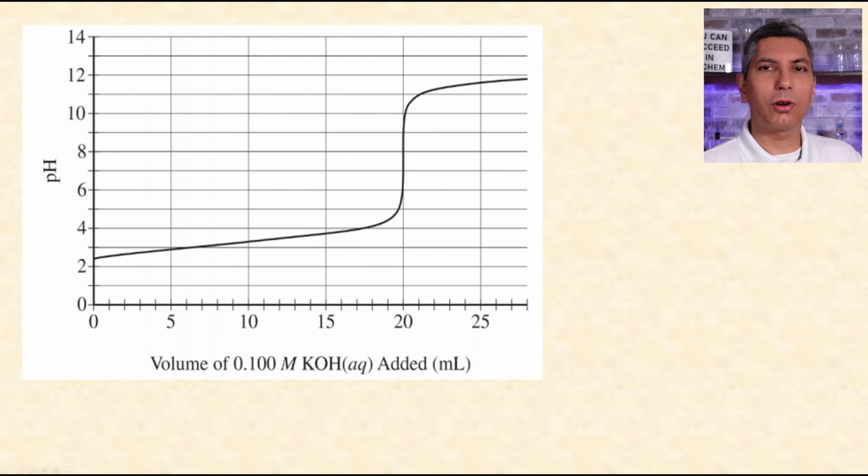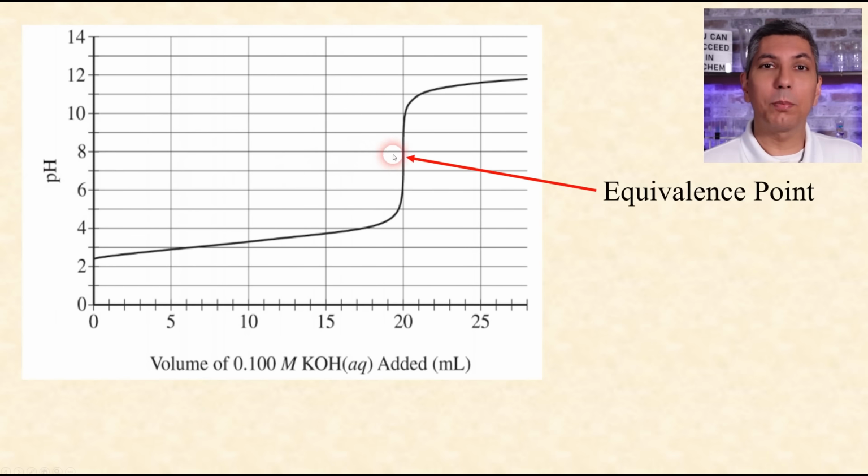For any titration curve, the inflection point represents the equivalence point, the moment where moles of base equal moles of acid reacted in the mixture. We can look at this graph and say that this is a weak acid being titrated with a strong base, since the equivalence point is a little greater than 7.